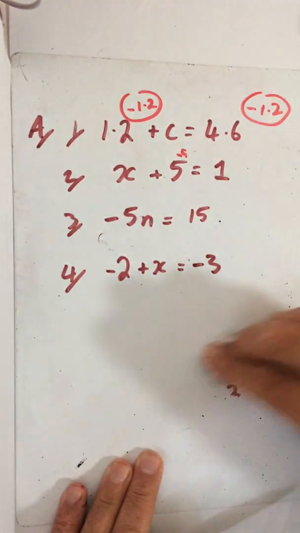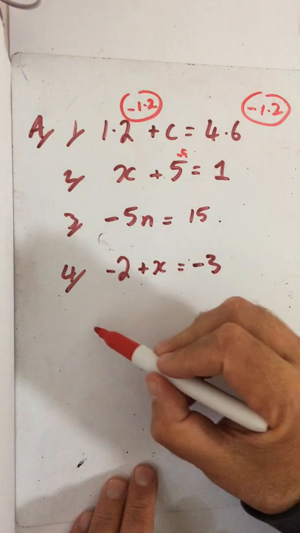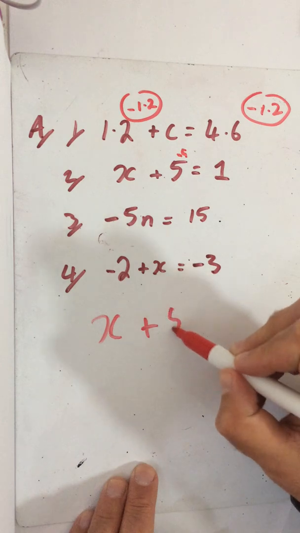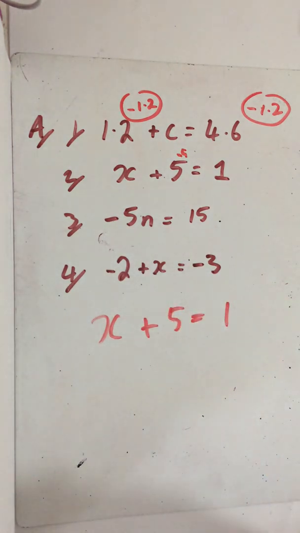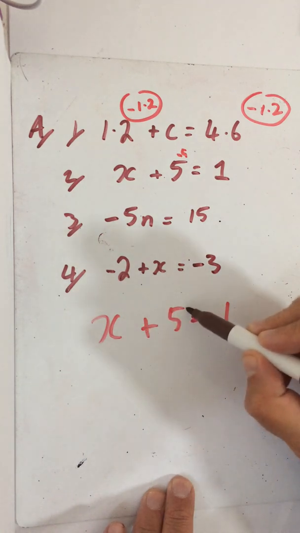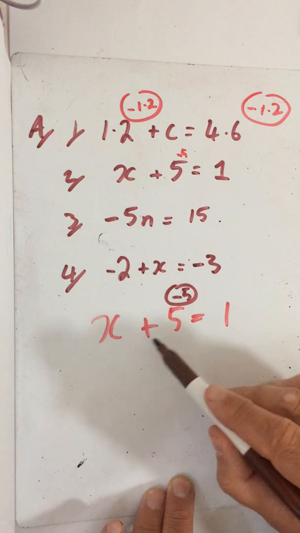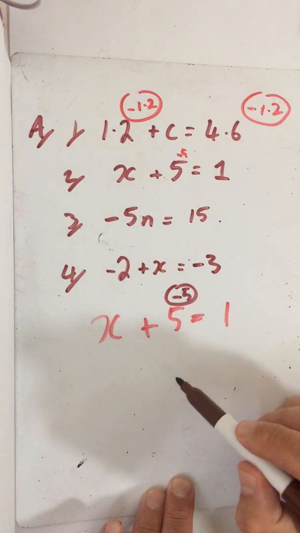Okay, let's have a look at number 2. Again, fairly straightforward, I think. x plus 5 equals 1. I need to get rid of this plus 5. So because it's a positive 5, I have to take 5 away from it. Because positive 5 take away 5 is 0.